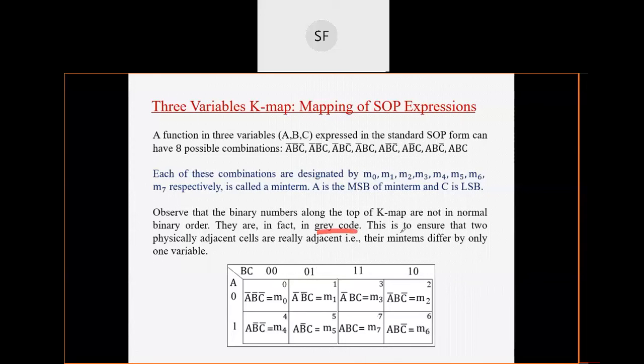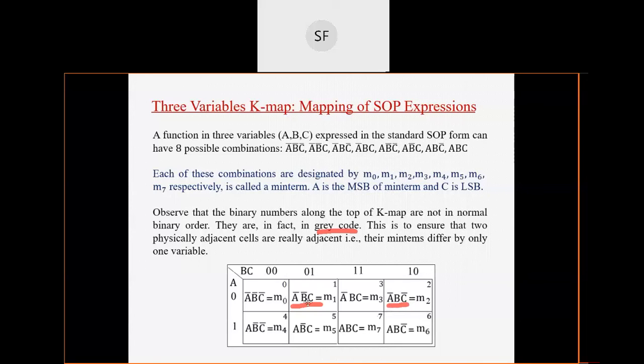So why is it done here? This is to ensure that two physical adjacent cells are really adjacent. And we know the definition of adjacent cell. The adjacent cell is nothing but only one variable should change. Other two variables should remain constant. From here also you can observe, if you had gone by binary sequence, the min term for 0 1 is A bar B bar C, and the min term for 1 0, right, would be A bar B C bar.